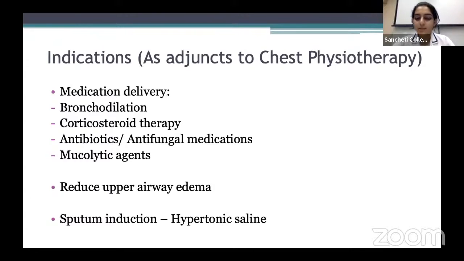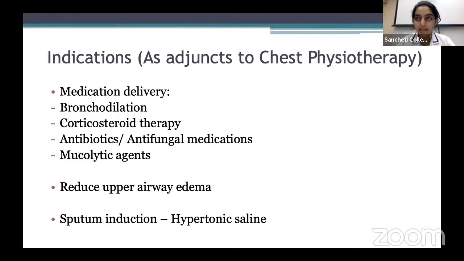Second is corticosteroid therapy. It's going to help in reducing inflammation. We know how inflammation or inflamed airways can also have a narrow lumen. So if that inflammation gets relieved, again, the effectiveness of my intervention can increase. We can deliver antibiotics, antifungal medications if your patient is prescribed them. And last, of course, mucolytic agents.